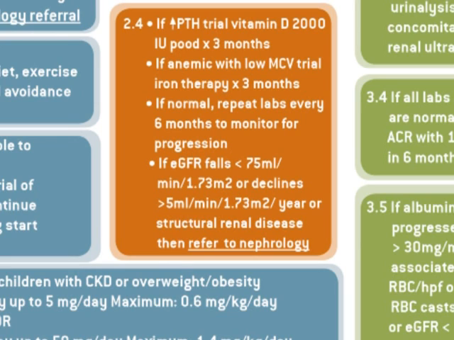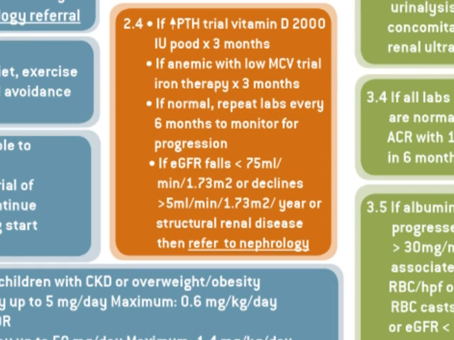If the eGFR falls below 75 mLs per minute per 1.73 meters squared, or if the eGFR is declining greater than 5 mLs per minute per 1.73 meters squared per year, or there is evidence of structural renal disease on ultrasound, then we would recommend referral to nephrology.